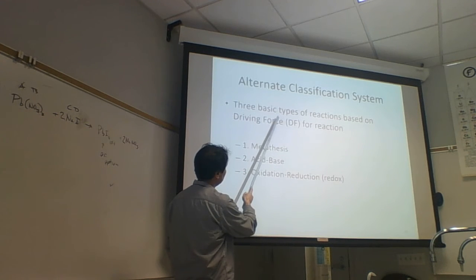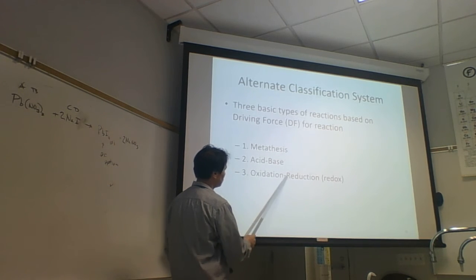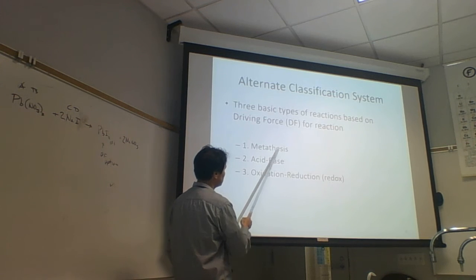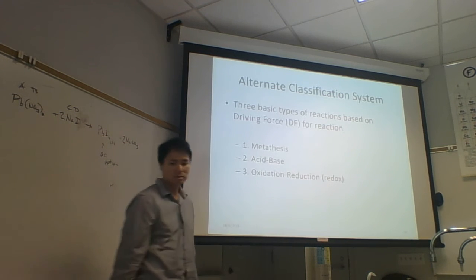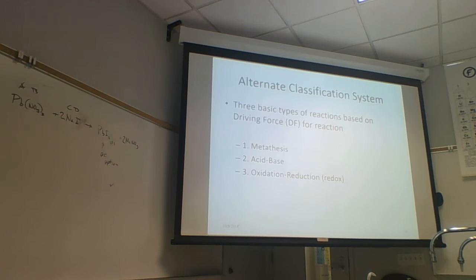And so I have this alternate classification scheme I like to use, and I like to subdivide the chemical reactions into three types. One, metathesis, two, acid-base, and three, oxidation reduction or redox reactions. So three basic types of reactions. We looked at metathesis reactions in lab on Thursday, so let's just talk about metathesis reactions today.